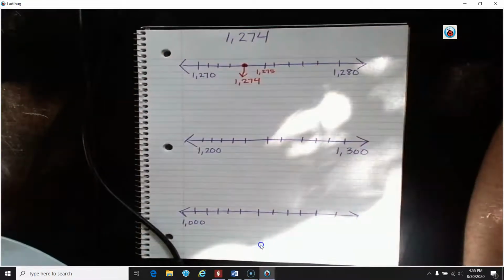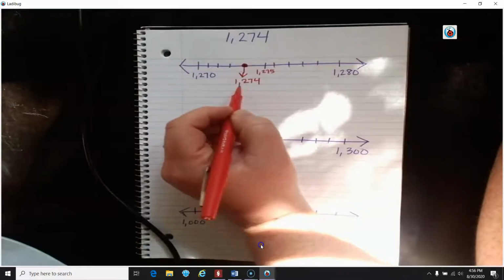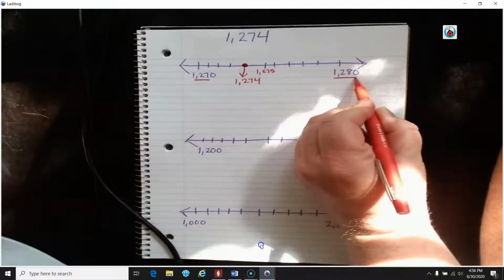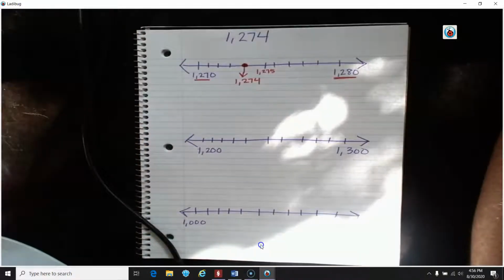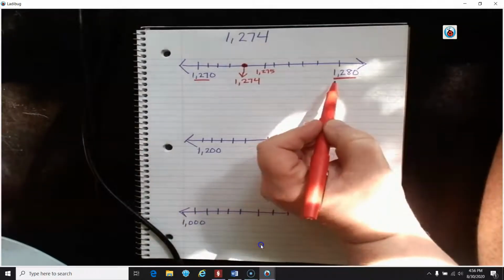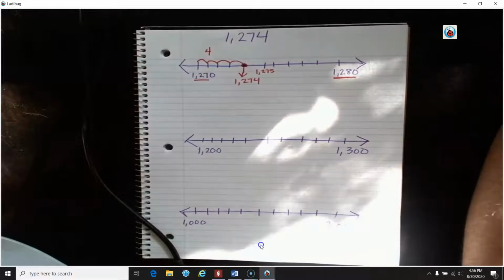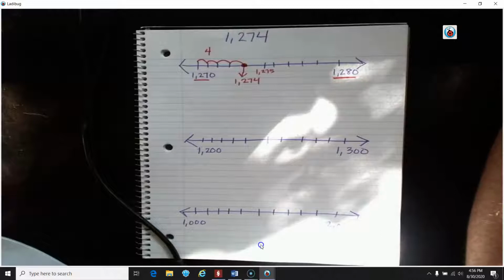1,274. Now, remember, rounding to the nearest 10, I'm trying to decide if this number is closer in value to this number or this number. And using a number line makes this really easy to see which amount it's closer to. So, for this one, I'm going to see how far it is to get to 1,270 and how far it is to get to 1,280. So first I'm going to go down. 1, 2, 3, 4. So there are 4 units in between 1,270 and 1,274. Okay?